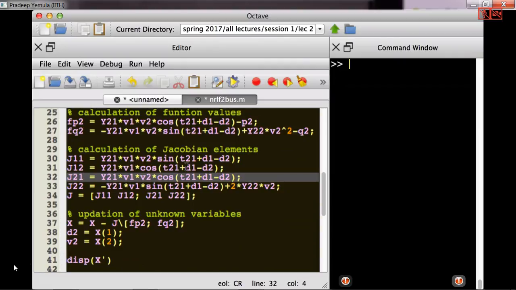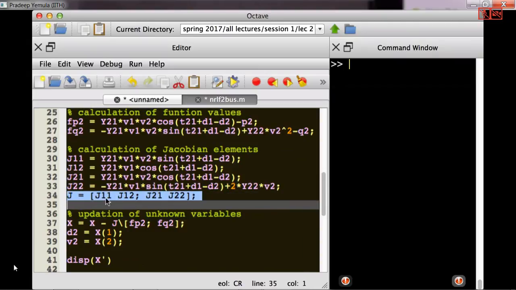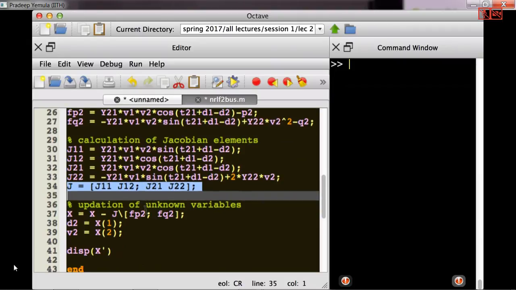Y21 is V1, V2 sine of this. So T21 means theta 21. So if you refer to your notes that you have just now written and what you are seeing on line number 30, 31, 32, 33, these are all same. Then finally I am making the J matrix by combining J11, J12, J21, J22. All these four I am combining to form a J matrix, which is a 2 by 2 matrix.